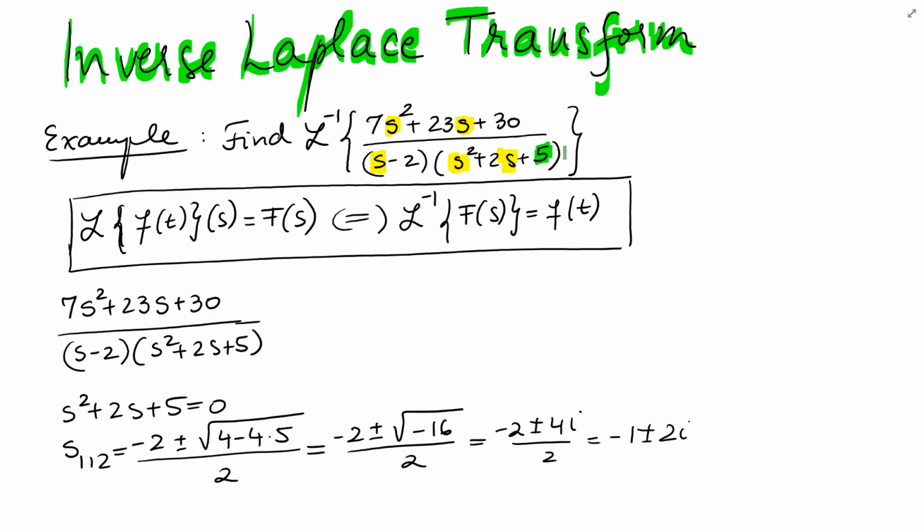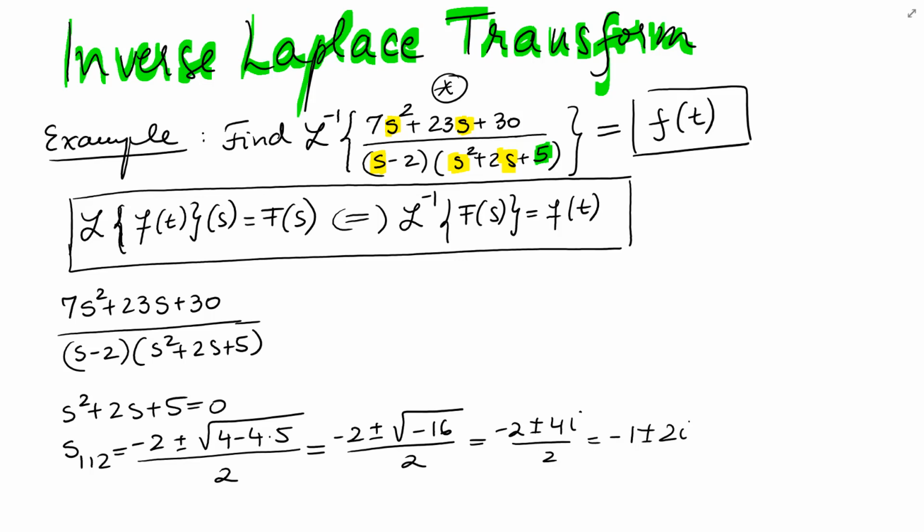Well, we learned that if we apply the Laplace transform to a function f of t, we are going to end up with a function of s. Conversely, if we apply the inverse Laplace transform to a function of s, we're going to get f of t. So our goal is to find a function of t. Inside here we have a function of s, and we have to produce a function of t.